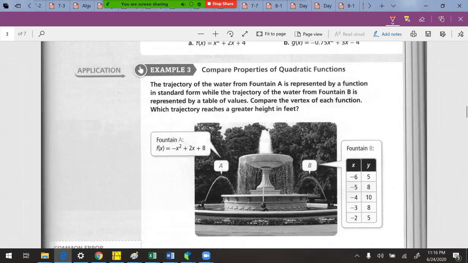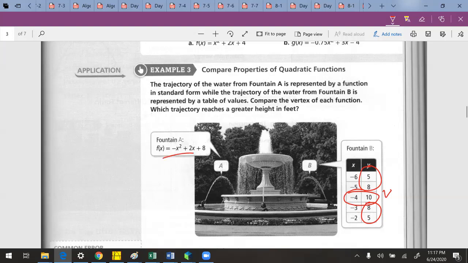The trajectory of the water in fountain A is represented by a function in standard form, while the trajectory of the water in fountain B is represented by a table. We can easily find the vertex from a table, because if you notice these and these, notice how right there, they go from big to small. So your vertex is where it changes direction from big to small.